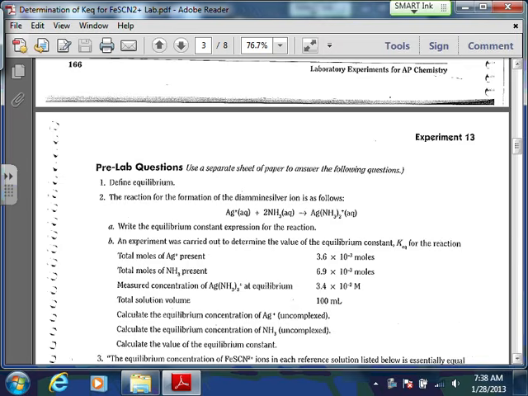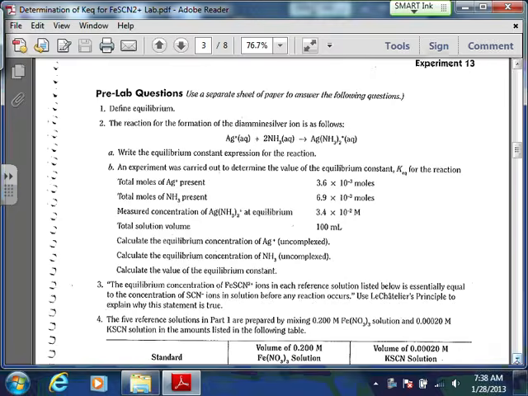Okay, so pre-lab questions, define equilibrium. I hope you guys can do that at this point. The reaction for the formation of diamine silver ion is as follows. That's a complex ion, by the way, that's being formed here. It says write the equilibrium constant expression for the reaction. Again, I don't think I need to write that up there because I think you guys can do this.